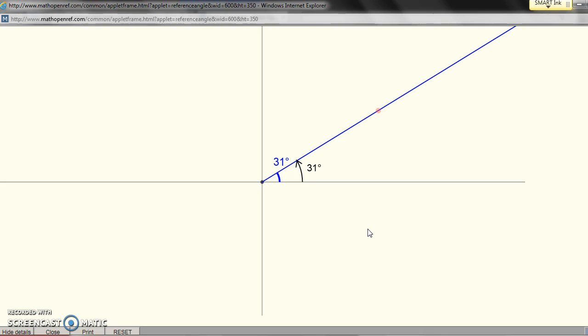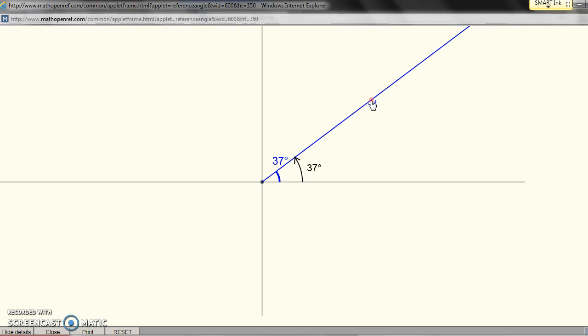Those quadrants always remain. So what I'm going to do is walk you through a couple different angles and their corresponding reference angles. And your job is to try and figure out how you would calculate these reference angles. So in the first quadrant, if my angle is 37 degrees, my reference angle would also be 37 degrees.